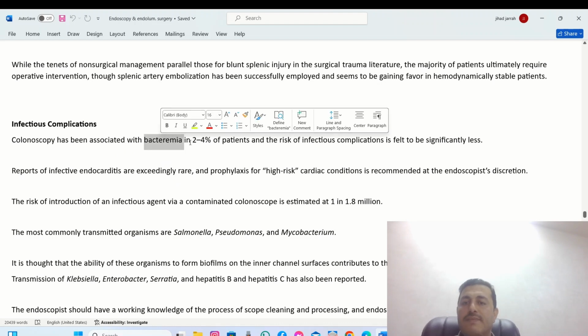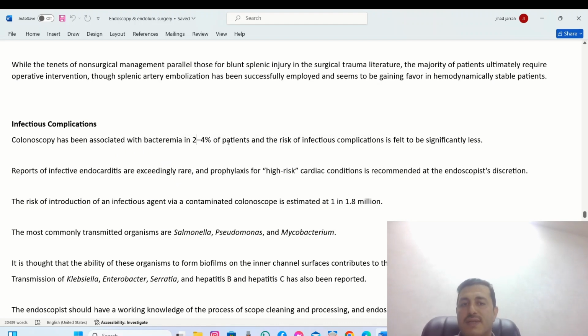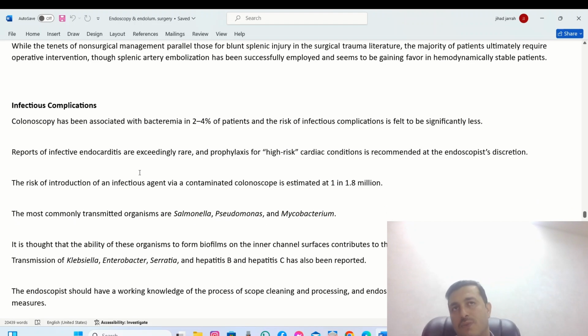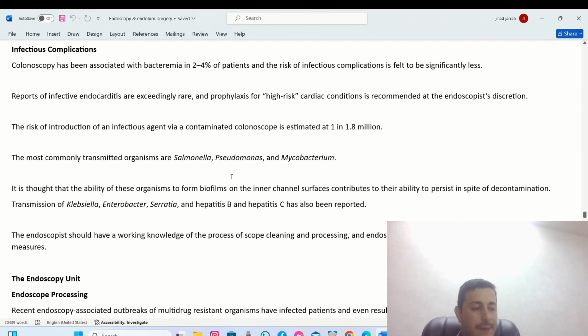Bacteremia can occur in up to 4%, but infectious complications are rare. We already discussed that for infective endocarditis, in a low-risk patient we shouldn't use prophylactic antibiotics, but in a high-risk cardiac condition, it's recommended to use antibiotics. What else regarding infectious complications?